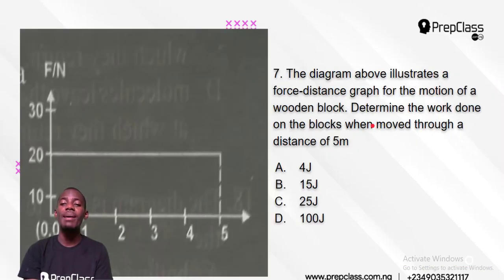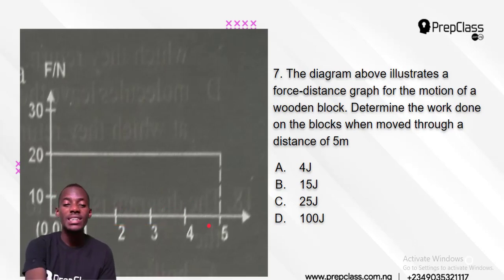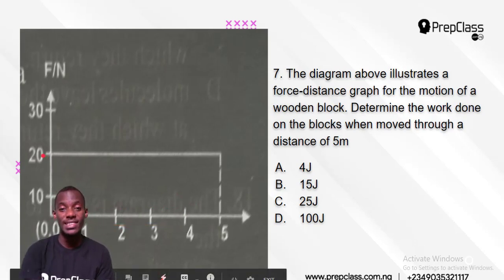Now let's check out number 7. Number 7 says the diagram above illustrates a force distance graph for the motion of a wooden block. Determine the work done on the block when moved through a distance of 5 meters. Even if they did not tell me, I can see it here already that the distance is from 0 to 5. So that's natural, and the force is 20. So therefore, don't forget that this is very simple.